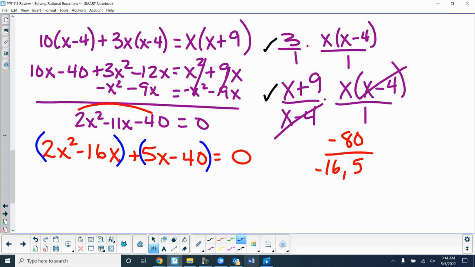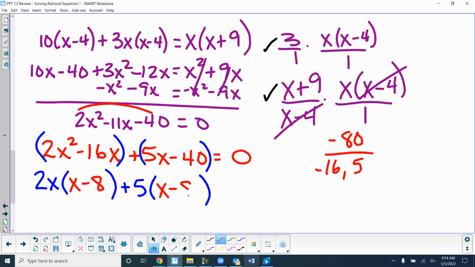What's the GCF for the first group? 2x. What's the GCF in the second? 5. What's 2x squared divided by 2x? What's negative 16x divided by 2x? What's 5x divided by 5? And negative 40 divided by 5. They working out good? It is, right? X minus 8s are the same. When we do this grouping, that's what has to happen, right? They have to be the same.